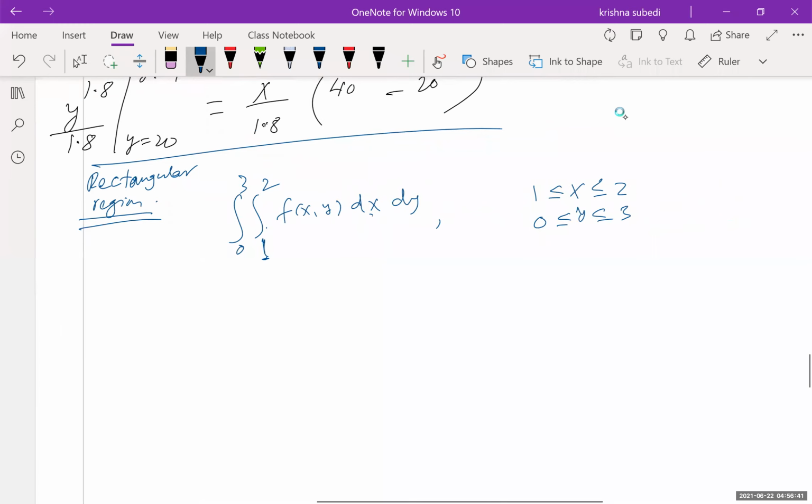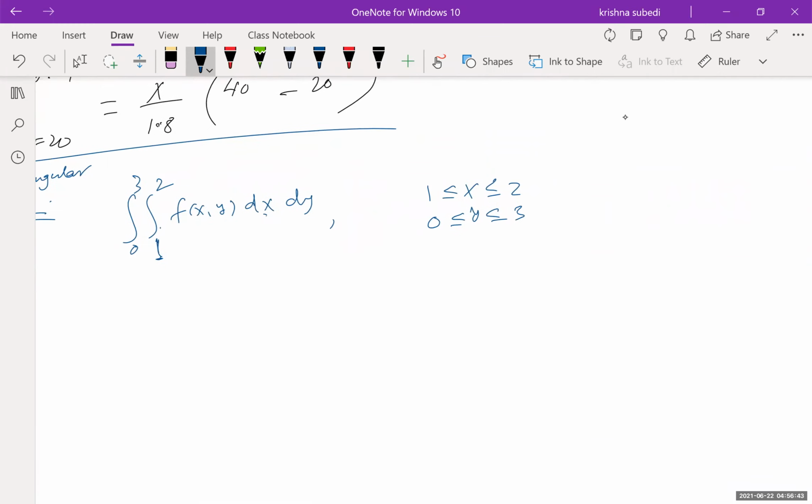So if I draw the graph of this, it is called region of integration, and which will be x equals to 1 to 2. So this is your line. This is your x equals to 1, x equals to 2. And then this one is y is 0 to 3, y equal to 0, which is here. And let me use a different color. And y equals to 3. So 1, 2, 3 there. So 3.